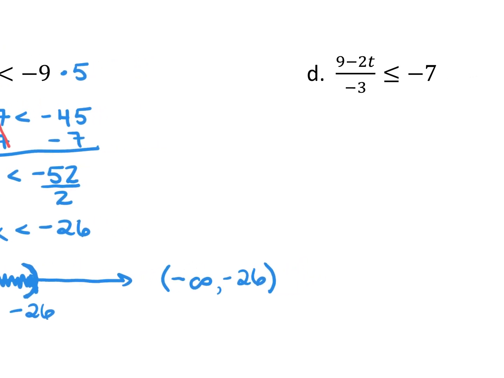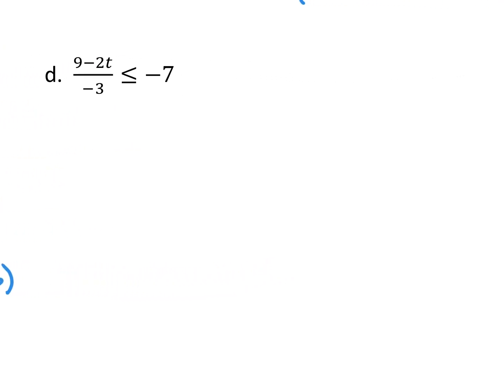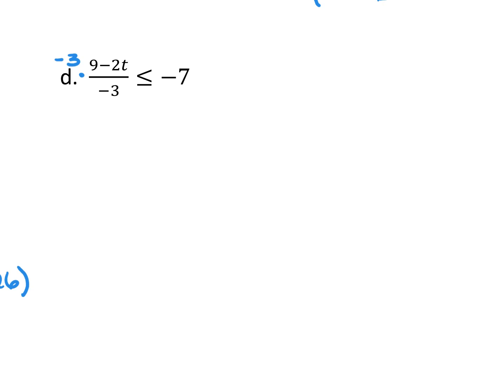All right, last example, let's see what we can do here. All right, example D. We have 9 minus 2t divided by negative 3 is less than or equal to negative 7. All right, so for this problem, again, just like on the previous one, the first thing I want to do is get rid of the fraction. And so I am going to multiply both sides by negative 3.